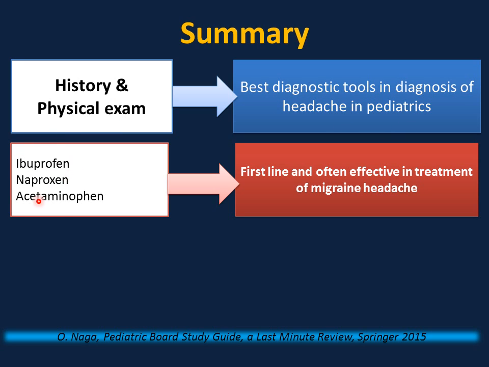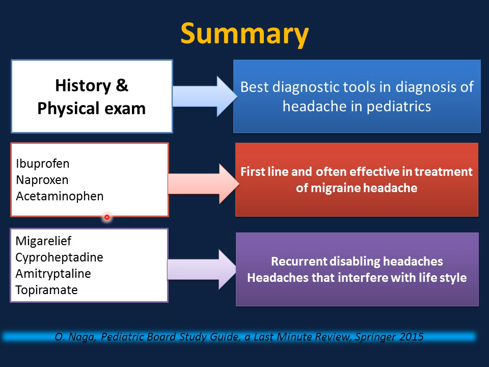Ibuprofen, naproxen, NSAIDs, or acetaminophen are the first line and often effective in treatment of migraine headache in pediatrics. Use preventive therapy, natural like Mega Relief, or medications like cyproheptadine, amitriptyline, topiramate to prevent migraine in children who are suffering from recurrent disabling headaches, headaches that interfere with lifestyle.